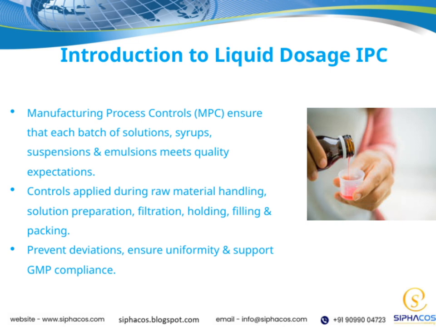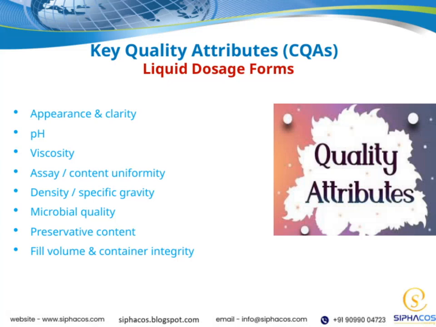Today, I'll introduce you to liquid dosage in-process controls, or IPC, which are a vital part of this overall quality assurance framework. These IPCs help us monitor and control critical parameters during liquid manufacturing, ensuring that every dose meets our strict quality standards. Let's take a closer look at the critical quality attributes, or CQAs, for liquid dosage forms. These are the critical parameters we need to control to ensure the safety and efficacy of the product.